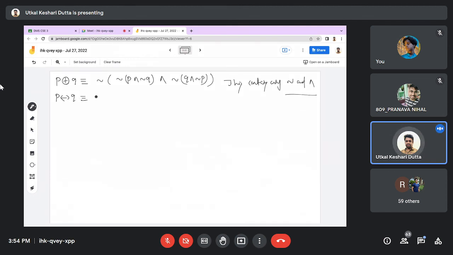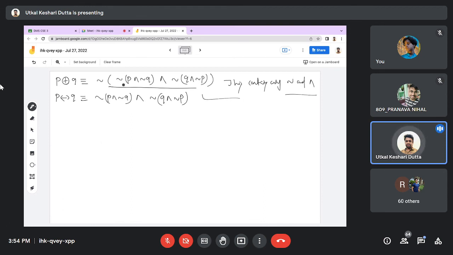That is the same as negation of, just take the negation on both sides. That means this one: negation of P conjunction negation Q conjunction negation of Q conjunction negation P. This one also contains only negation and conjunction.